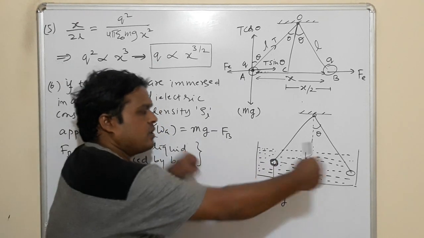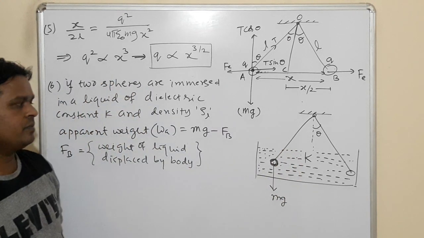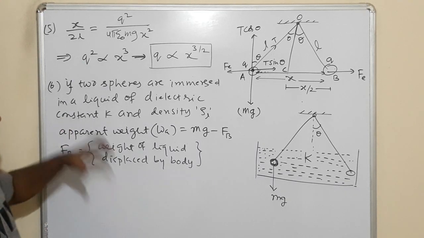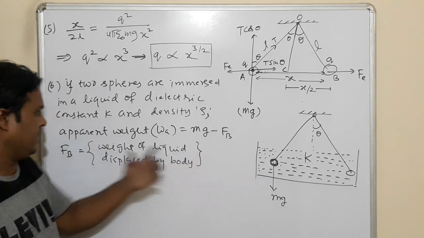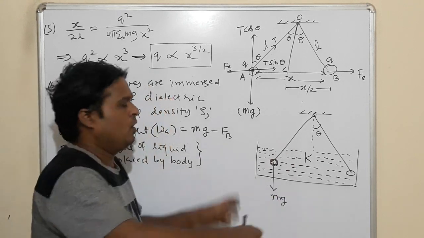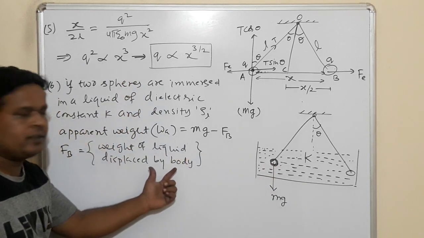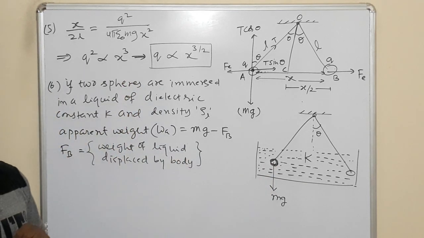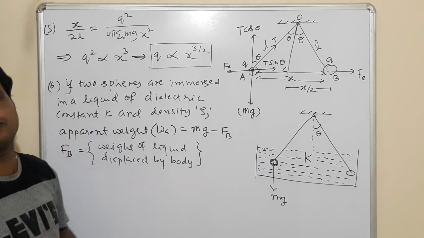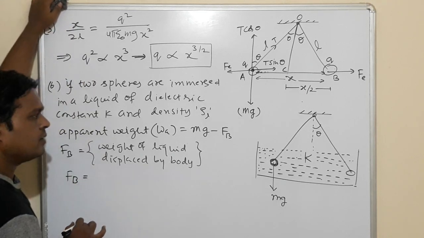How much liquid it is going to displace, that much upward force will act on this. Followed? See, an upward force acting on the body when it is immersed in a liquid is equal to what? Weight of the liquid displaced by the body. How much liquid it is displacing? Calculate the weight of that liquid, you will get buoyant force. Buoyant force is equal to what? Buoyant force is equal to weight of the liquid displaced. Then how to calculate the weight of liquid displaced?